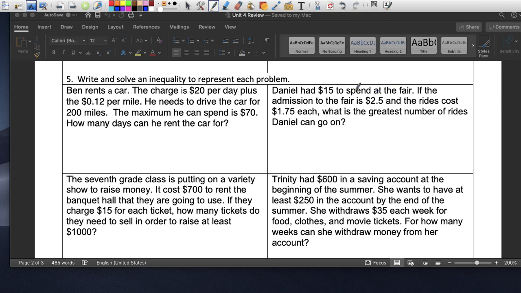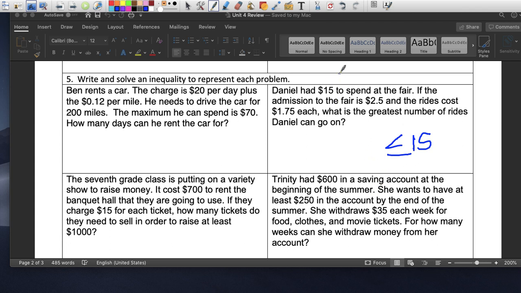Daniel has $15 to spend at the fair. The admission at the fair is $2.50 and the rides cost $1.75 each. What's the greatest number of rides that Daniel can go on? Well, he has $15. Can he spend more than 15? No. So anything less than or equal to 15 is fine.